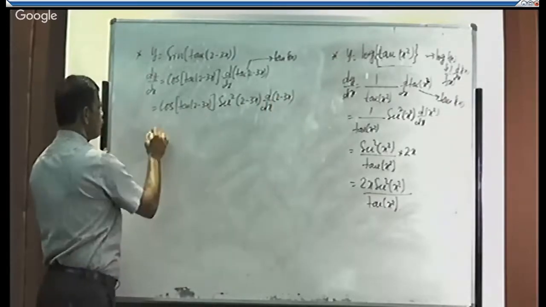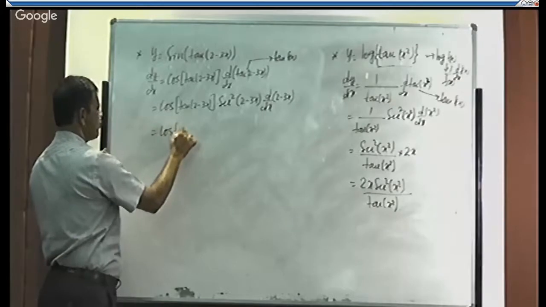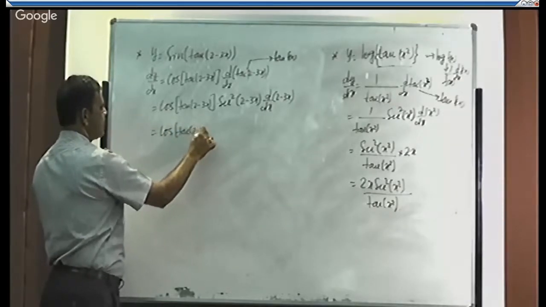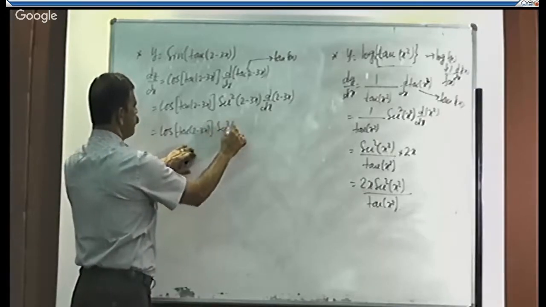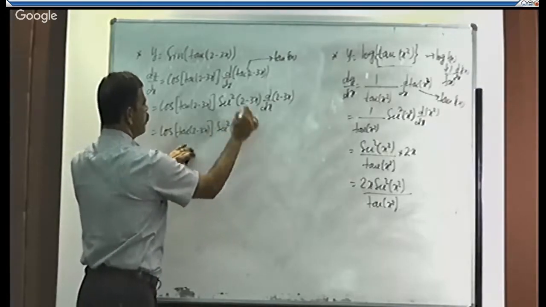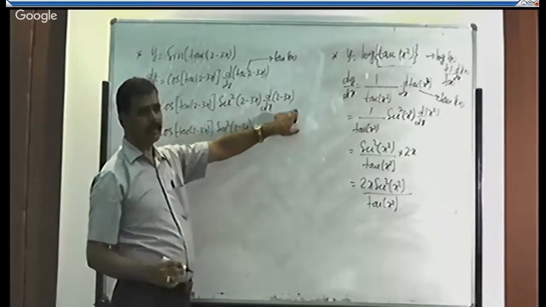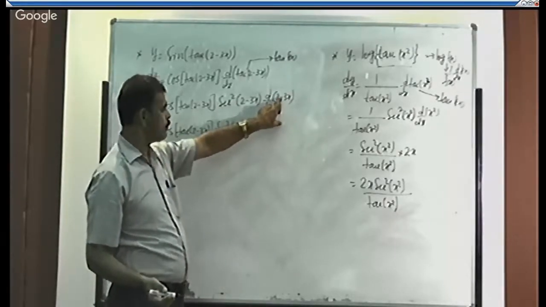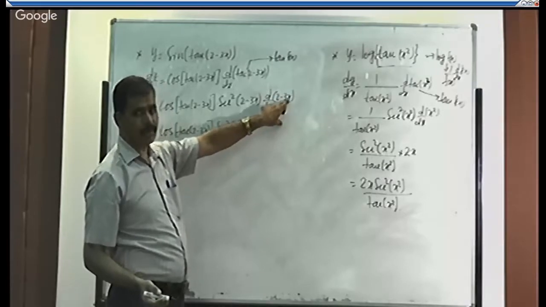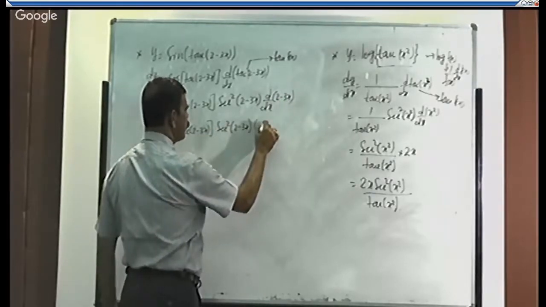Keep these two terms as they are: cos of tan of 2 minus 3x and secant square of 2 minus 3x. Differentiate only this part. Differentiation of 2 is what? 0. Differentiation of 3x is 3 into 1. So finally, it will have minus 3.